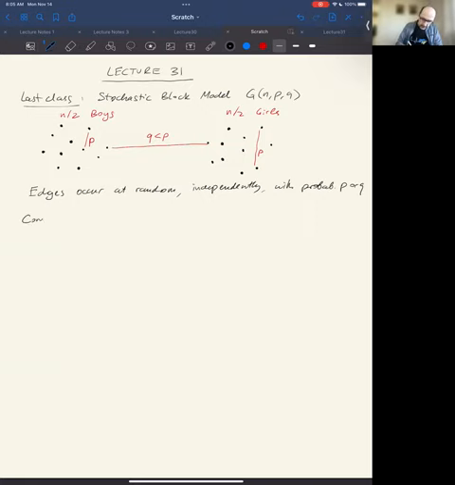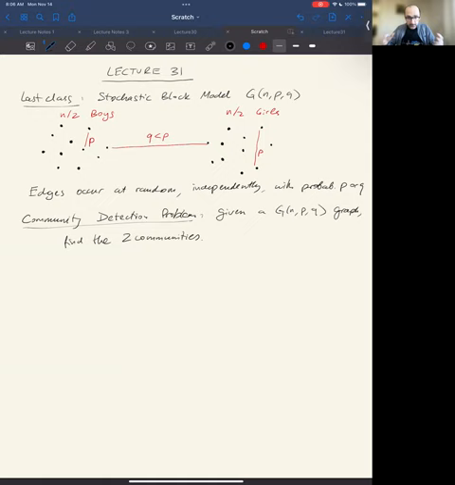And then the community detection problem is: given a graph generated from the stochastic block model with parameters p and q, just one random graph, find the two communities. Let the computer find the two communities. Of course, we will not tell the computer who are boys and who are girls, and the computer is supposed to do that.